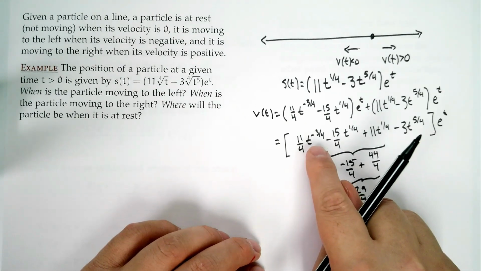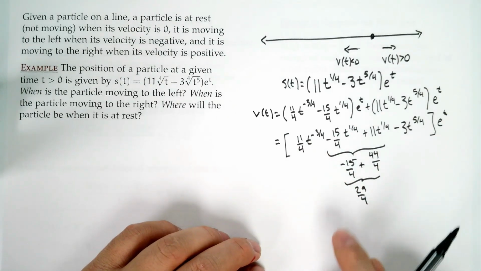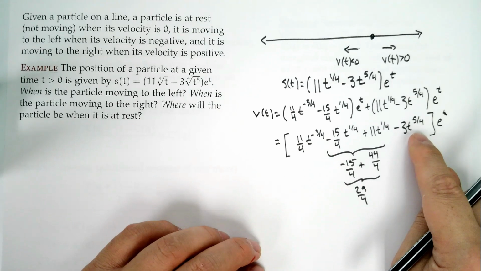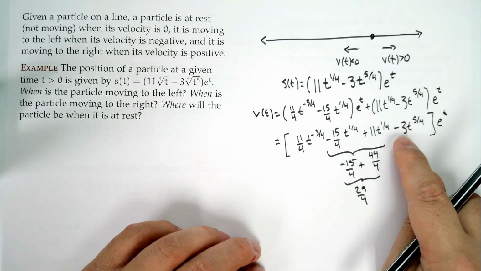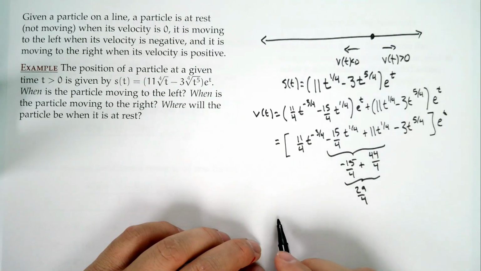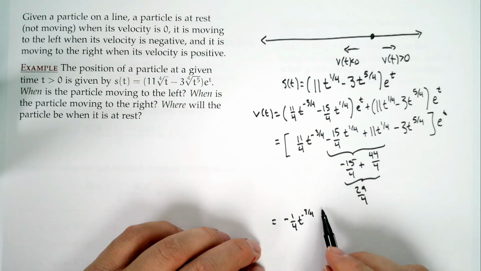So that's t to the minus 3/4. And now, notice that really the highest power of t is back here. That's t to the 5/4. And I always like that to have a positive coefficient. So I'm going to go ahead and also pull out a negative. So again, I'm pulling out negative 1/4 t to the negative 3/4.